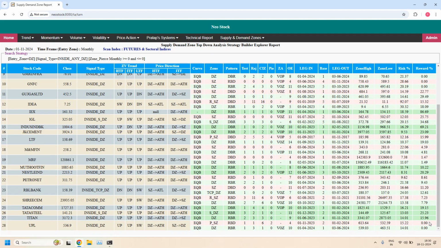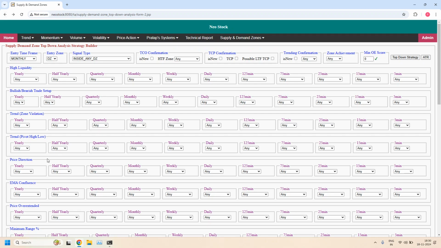But out of these 28, how many of these stocks are having a monthly EMA Confluence, so that we can consider them as a high probability trade setup related to monthly zones. So I'm going back to the EMA Confluence at monthly time frame. Monthly demand zone having monthly EMA Confluence.